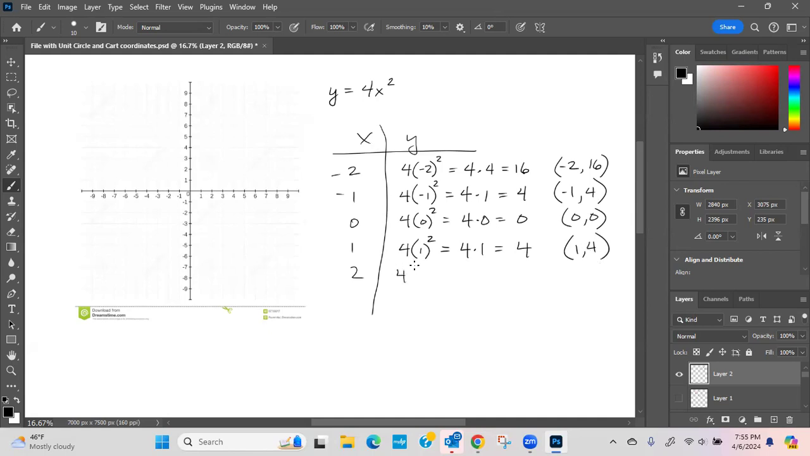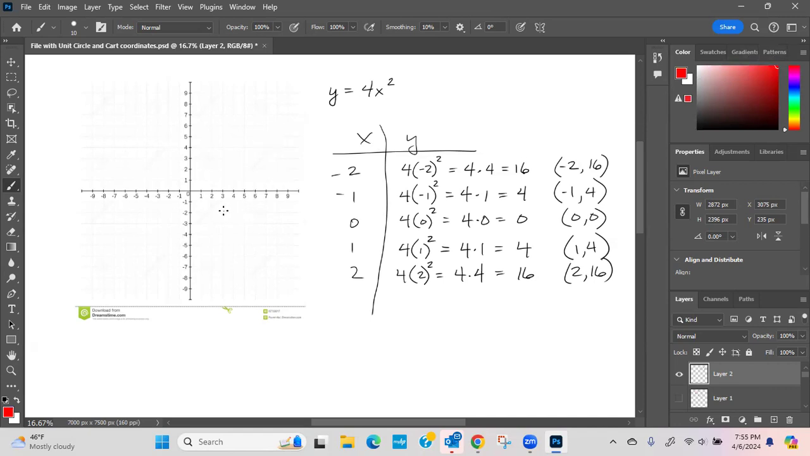And then we'll plug in the 2, and you'll expect this, I think. We've got the 4 times 2 squared. 2 times 2 is 4. 4 times 4 is 16. So this will be the point 2, 16. Now, my particular graph on the screen right now doesn't go that high, but that's okay.